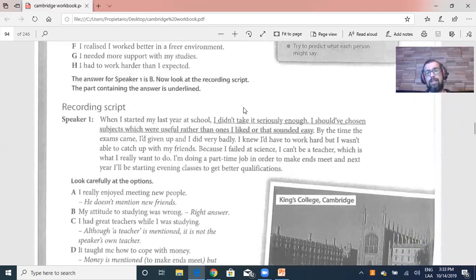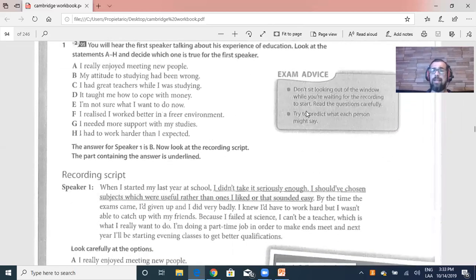Very quick here, we can see they give us some tips or some advice. It says, don't sit looking out of the window while you're waiting for the recording to start. Read the questions carefully. While the recording starts, remember they will always give you sometimes 30 seconds, sometimes 45 seconds. So in those seconds, it's very, very important that you read carefully every single part and underline some keywords. Also, it says try to predict what each person might say. That's always something that Cambridge tells us. Try to predict different things. Okay, so we're going to end this lesson with this listening part.